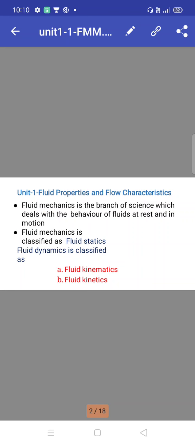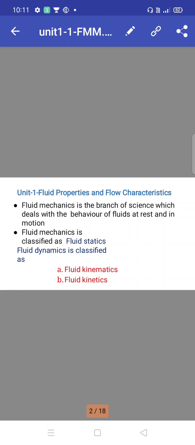So fluid mechanics is classified as fluid statics and fluid dynamics. Fluid statics means the object in rest position. That is statics, that is the stationary one. That is the major thing here. Then fluid dynamics. Fluid dynamics means the object in motion.